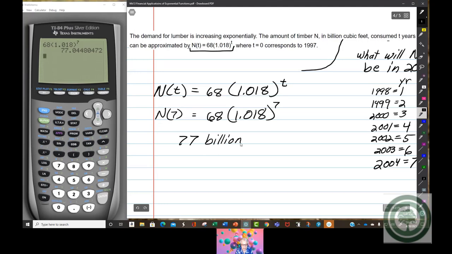Bring the trees back. Incidentally, cubic feet is written FT cubed. That's probably the way it would be in the answer. Maybe. Maybe it would say cubic feet.